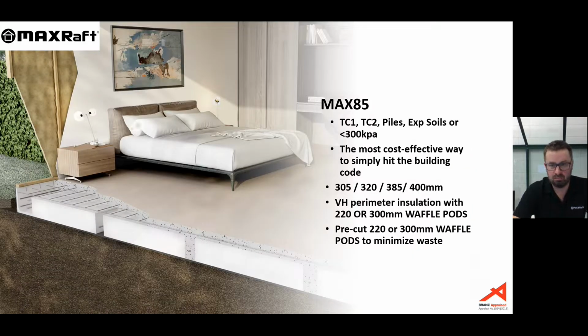Okay, so Max 85, we call it the easiest and most cost-effective way to meet the new building code. The standard heights for a Max 85 are 305 and 385, similar to a typical raft floor. Again, you can customize this. It's a great solution for climate zones 1 to 4, and can be used in other climate zones once your area perimeter ratio is 2.2 or more. It's essentially a raft floor with our MAXRaft perimeter insulation around the edge to give you that thermal break.